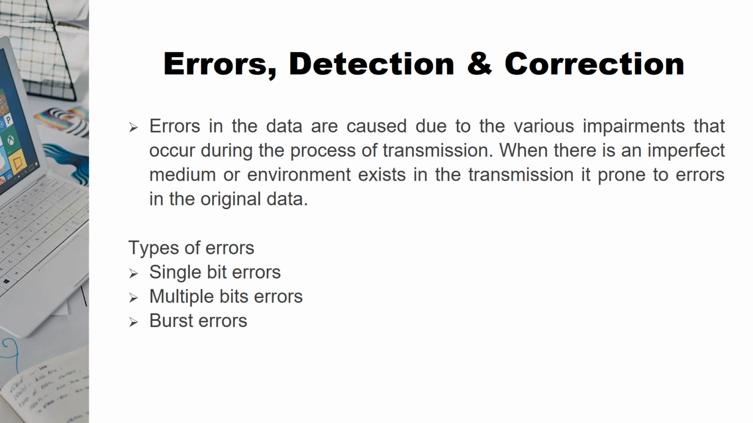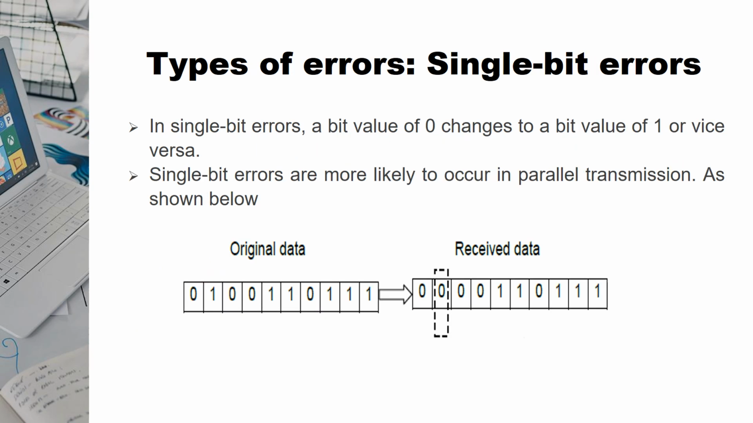There is a single bit error, a multiple bit error, and a burst error. When you're talking of single bit errors, a single bit error occurs when a single bit of data is corrupted or altered during transmission, right? A single bit is corrupted or altered during transmission.